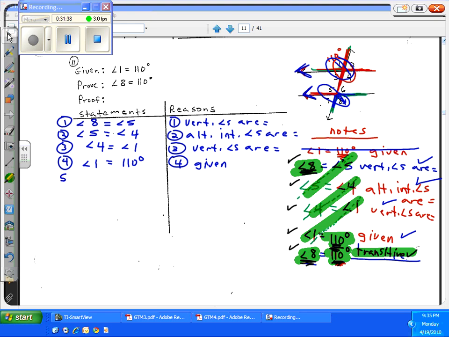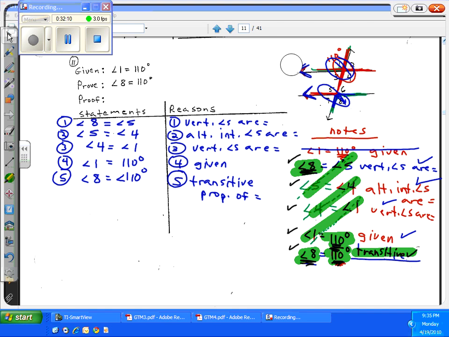Statement 5, angle 8 is equal to angle 10. I'm sorry, angle 8 is equal to 110 degrees. Reason, transitive property of equality. And so that's a nice little proof.